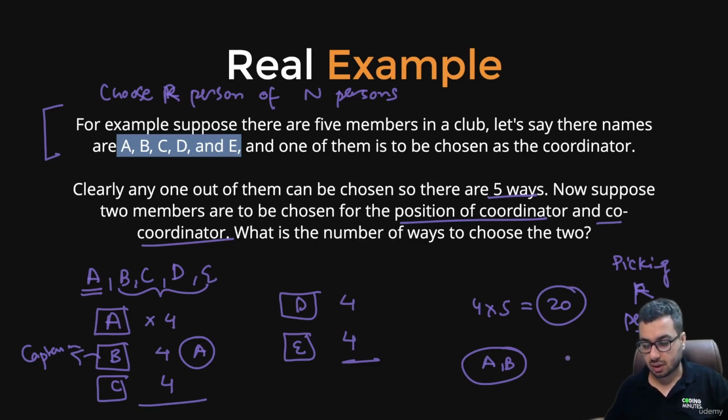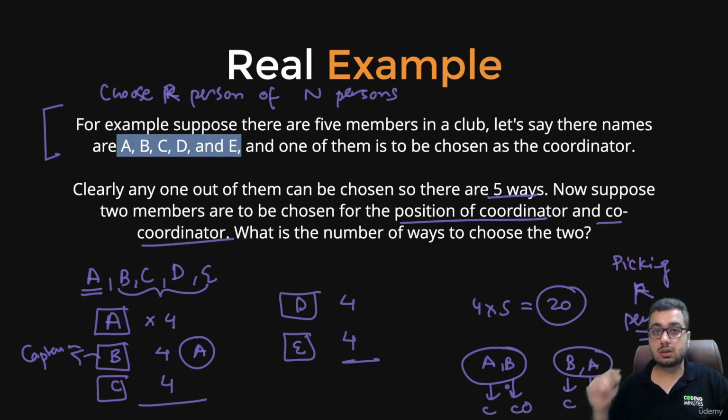Okay, so AB is not the same as BA. A comma B means A is the captain and B is the co-captain. So we are also permuting them. We are also finding all possible arrangements of them.